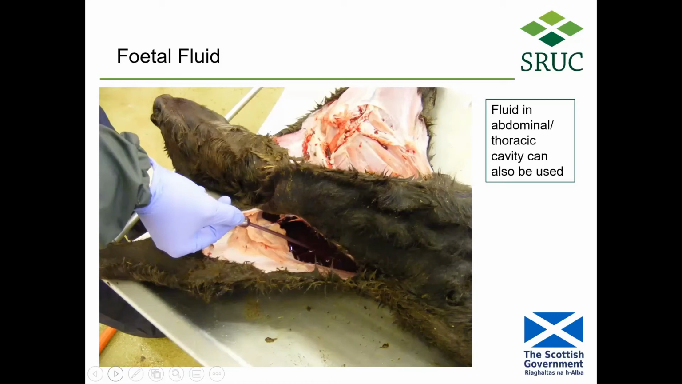And we can test straight away for BVD, lepto, neospora. Those will be the main 3 that we can test for. We can also test for Schmallenberg, and we can also test for BVD virus on that fetal blood or fetal fluids. And again, if you get a positive, then that's your diagnosis made.